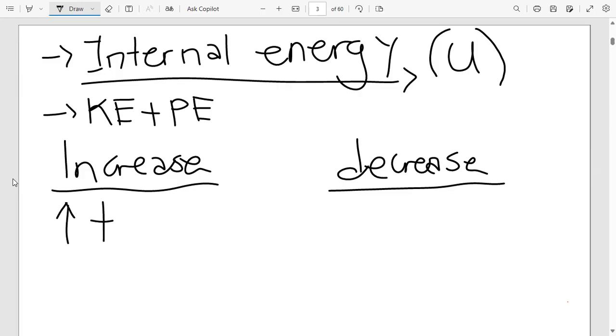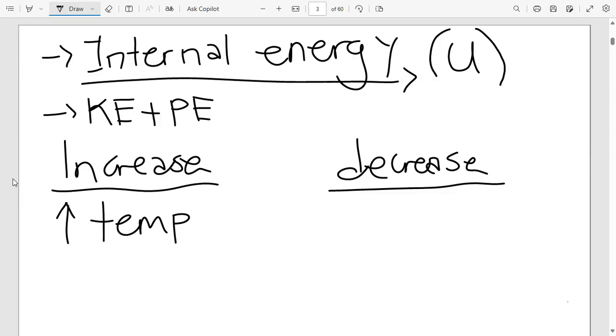When you increase the temperature of the system, this increase in temperature is going to cause an increase in the kinetic energy of the particles in that system. It might be a gas, a liquid, or a solid, but what you should know is that if you increase the temperature of any system, the kinetic energy, the motion of the particles in that system, is going to increase.